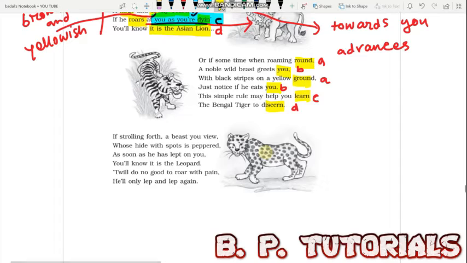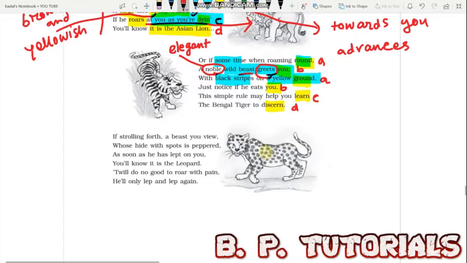Let's start stanza 2, and in stanza 2 we find: sometime when roaming round, suppose you are roaming somewhere, a noble wild beast greets you. A funny way of stating the wild beast, a noble one. Here, noble means elegant, a grand animal. It's a beast. If it greets you, again a funny thing that we added here, a noble wild beast greets you with black stripes on a yellow ground.